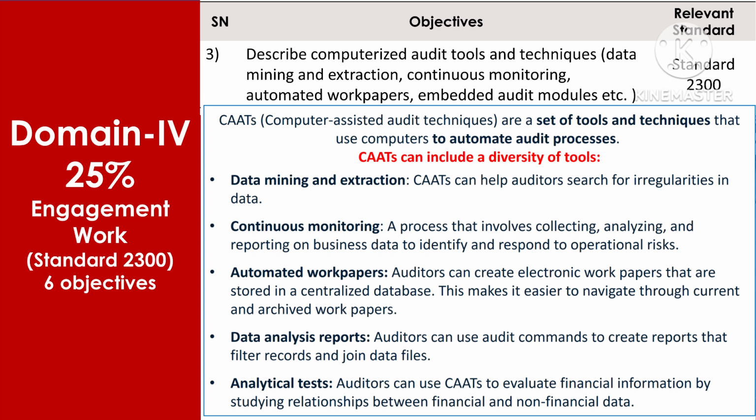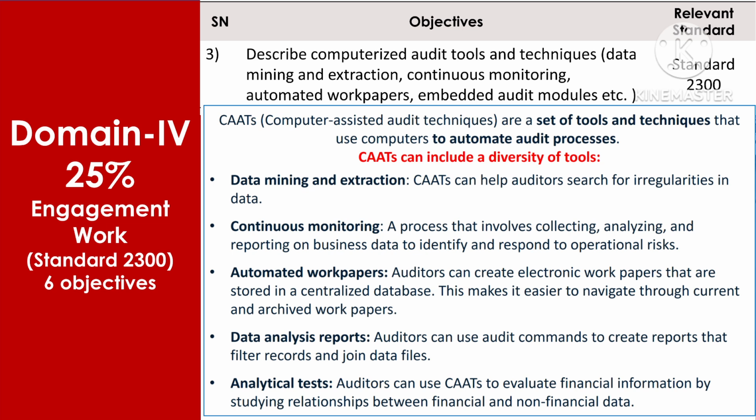So this is something very helpful, that instead of going for sampling, this automation can help you in analyzing the whole data. Then continuous monitoring, a process that involves collecting, analyzing, and reporting on business processes and business data to identify and respond to operational risk. For example, one important aspect of continuous monitoring is exception reporting. So you're only reviewing the exceptions which are arriving, and maybe an embedded pop-up email is attached to that, so you are getting only the exceptions communicated.